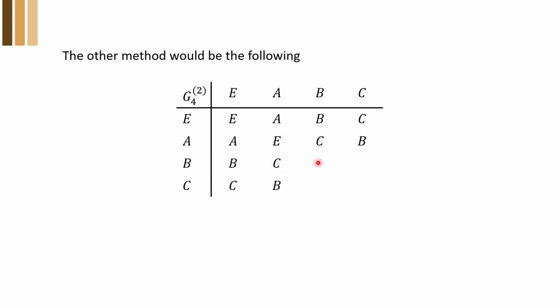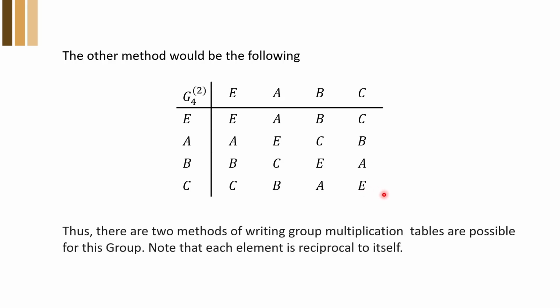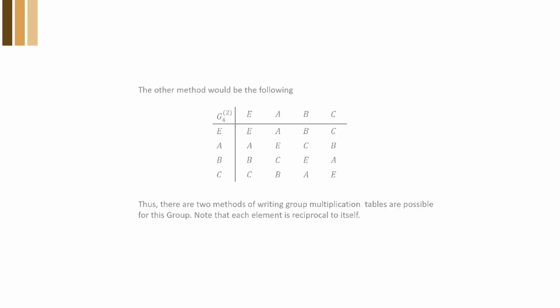Now if I believe that B into B is also E, because B is reciprocal to itself, then the last element, the only possibility left, is A, because A is not getting repeated so far. And in the last situation, because you cannot put E here, the only way is to write A here, and therefore E is the last element. So what has to be noticed is that each element is reciprocal to itself. E into E is E, A into A is E, B into B is E, and C into C is E. So each element is reciprocal to itself.